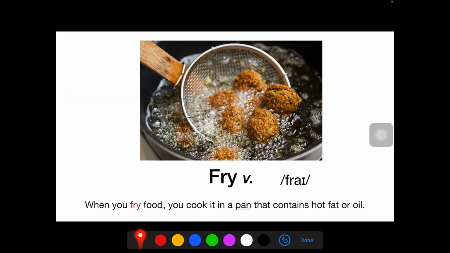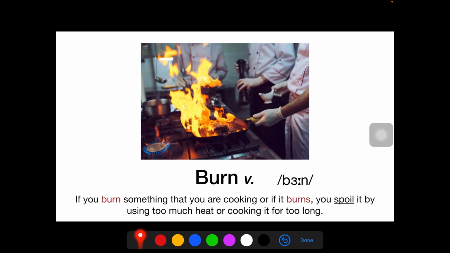Next to boil is fry. Fry. When you fry food, you cook it in a pan which contains hot fat or oil. As in the picture, this is the oil, hot oil, and you put food in it to cook. That is fry. Next to fry, burn.